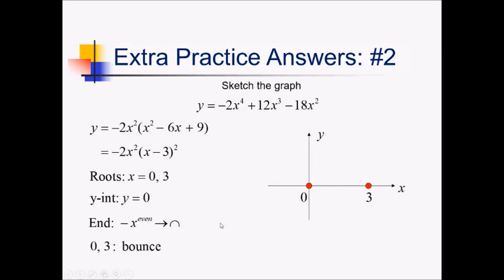So now putting it all together, we're starting below the x-axis. We are bouncing at 0, coming down, coming back up, bouncing at 3, and that means we're also ending below the x-axis, which is what our end behavior said we would be doing.